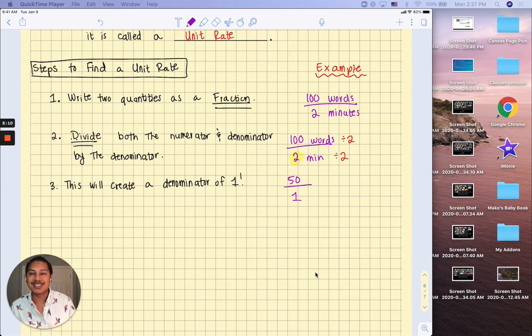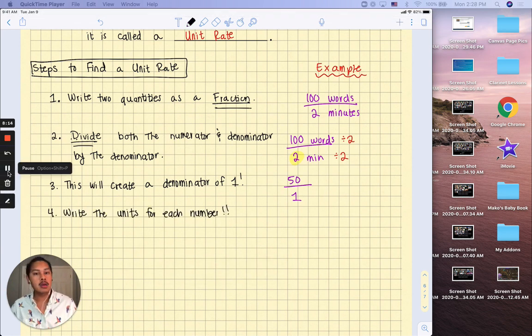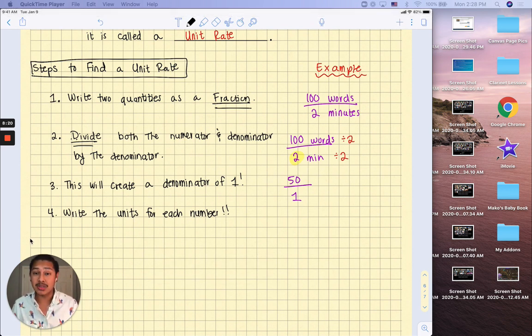And now let's take a look at step 4. Step 4 is also very important. Go ahead, copy down this last step here. Step 4, write the units for each number. This is so important. We need to give meaning to these numbers. And if you can give meaning to the numbers, then that means you understand them a little bit more.